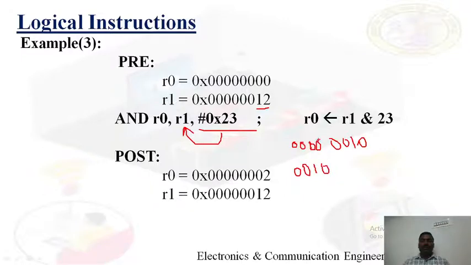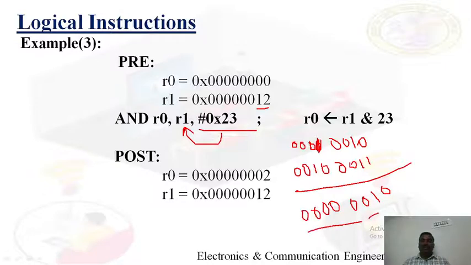Here 12 means 0 0 0 1, the earlier was wrong. Then 2 3, so 0 0 1 1. What will we get? Here it is 0, this is 1, this is 0, this is 0, this is also 0. 0 ANDed with 1 is 0, then 0 ANDed with 1, here also 0, so 0 0. So this is 0, this is 2. This is the result of this third example. Also one more thing, the source is not changed anyway.